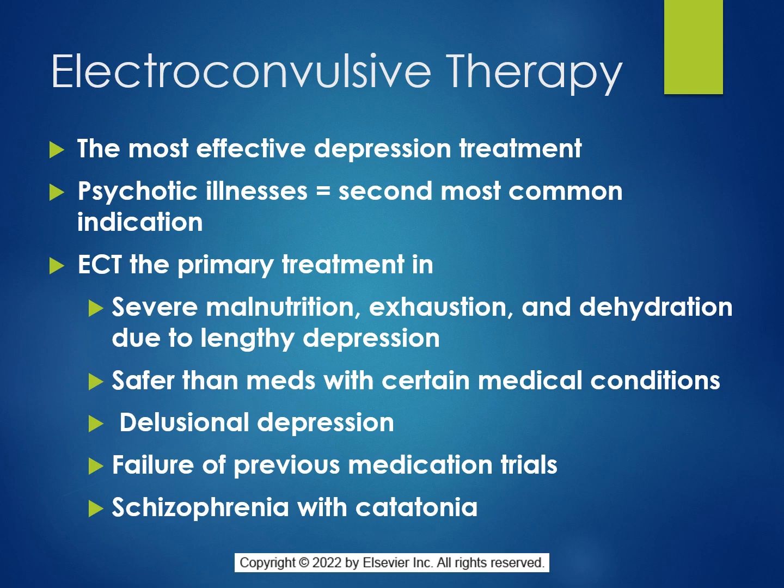Okay, so let's dive into these therapies. The electroconvulsive therapy, or ECT, is the most effective depression treatment. Psychotic illnesses equals second most common indication. ECT is the primary treatment in severe malnutrition, exhaustion and dehydration due to the lengthy time of depression that a patient may be in, safer than meds with certain medical conditions. It's used for delusional depression, failure of previous medication trials, and schizophrenia with catatonia. So basically it's used when medication fails, somebody's got psychotic depression, severe malnutrition.